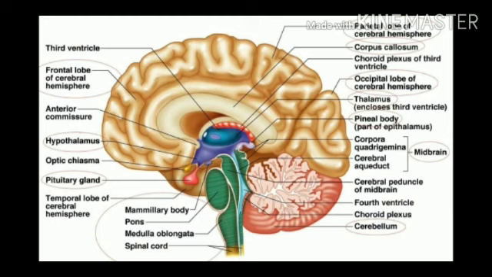So this was all about our central neural system, which includes our brain and spinal cord. Today I explained about the brain.